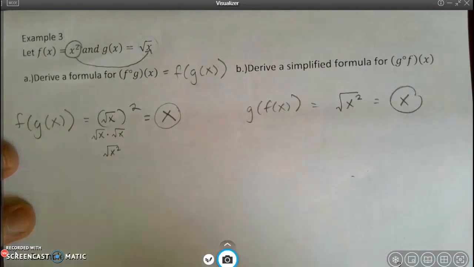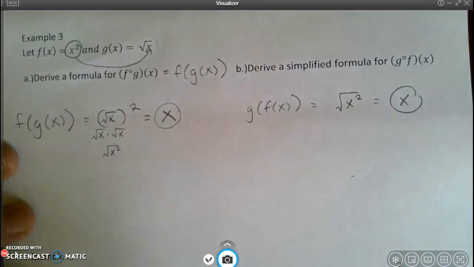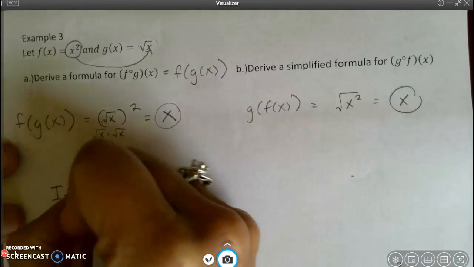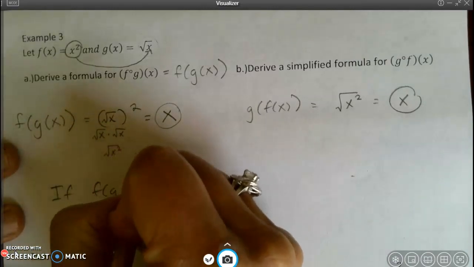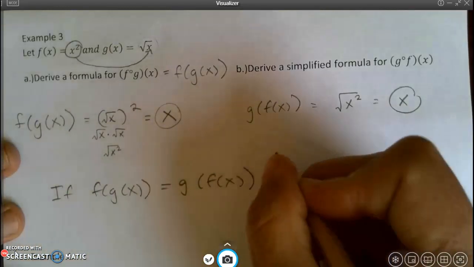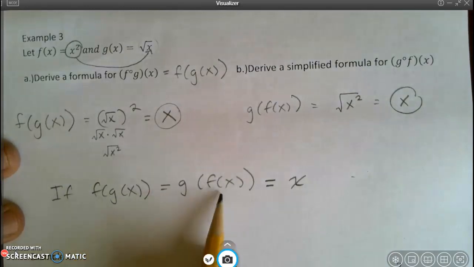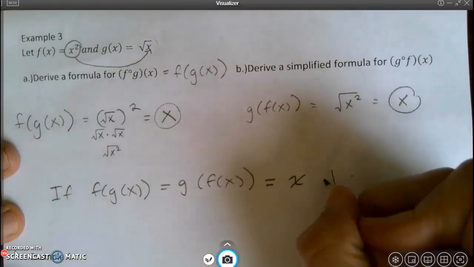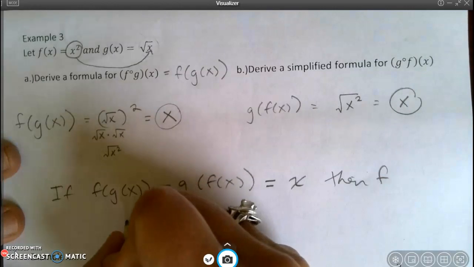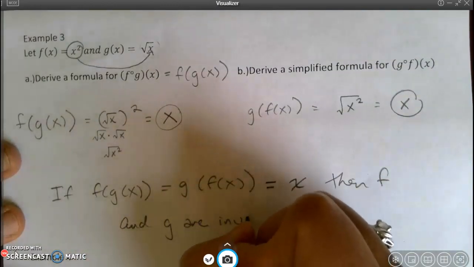When this happens, when f at g of x and g at f of x are the same, that means they're inverses. So if f of g of x equals g at f of x, and they both equal x, not only do they have to equal each other, but they have to equal x, then f and g are inverses.